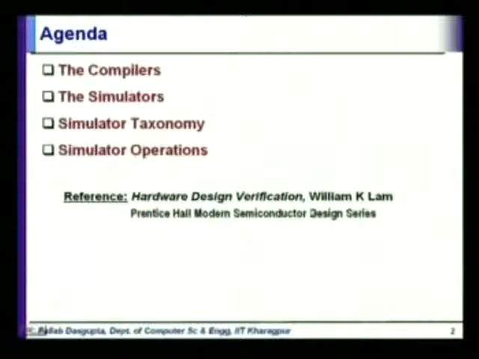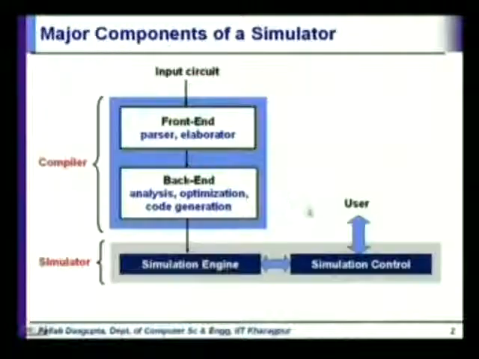If you look at the major components of a simulator, there are broadly two parts. One is the compiler, which is on the top here, and the remaining part is the actual simulator. What does the compiler do? It has again two parts. One is the front end, which consists of a parser and an elaborator, and then it has a back end which does analysis, code optimization and code generation.